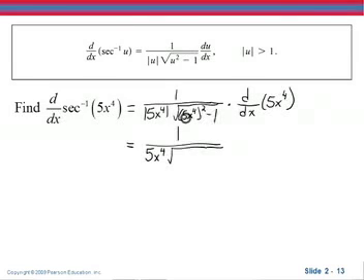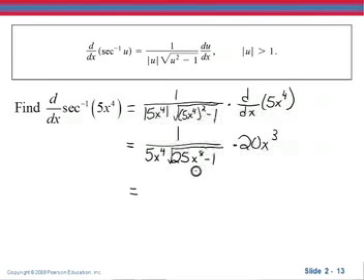Under our square root, we have 5x to the 4th squared. Be sure to square the 5, which is 25, and square the x to the 4th by multiplying our exponents. 4 times 2 is 8. This is times the derivative of 5x to the 4th. Remember, that's a power rule. We have 4 times 5 is 20, x to the 3rd.